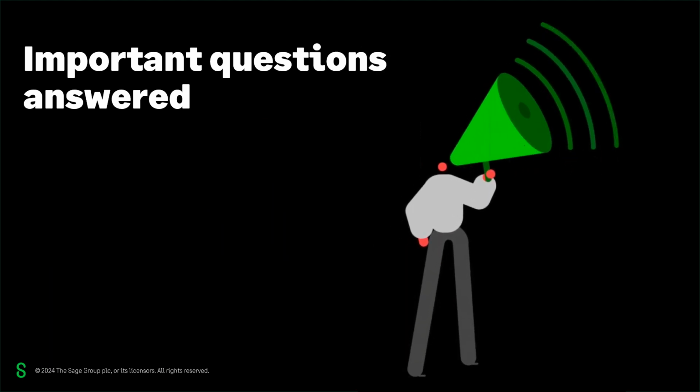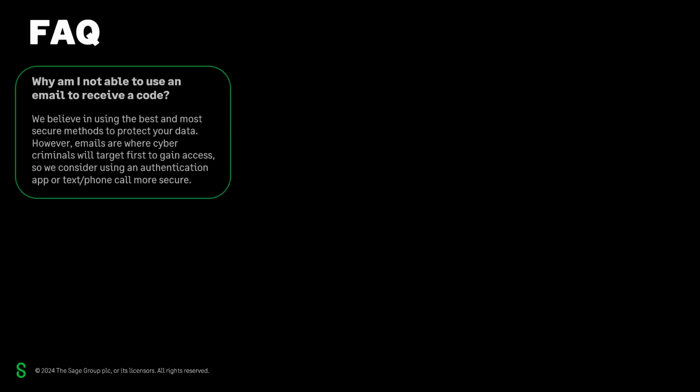Okay, so what we'll cover now is some important questions answered. So questions we've had on previous sessions that might actually already answer any questions that you may have. If you do have any questions, don't forget to pop them across to me so I can pick these up. So we'll go through these and then we'll move on to the 2FA process. So the first question is, why am I not able to use an email to receive a code? So we believe in using the best and most secure methods to protect your data. However, emails are where cyber criminals will target first to gain access. So we consider using an authentication app or text or phone call more secure.